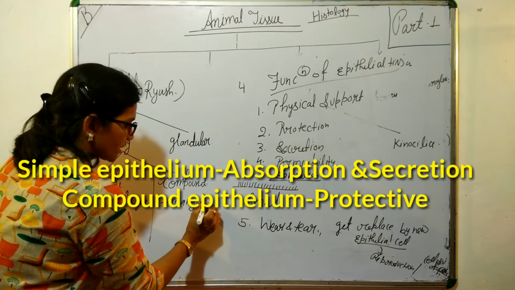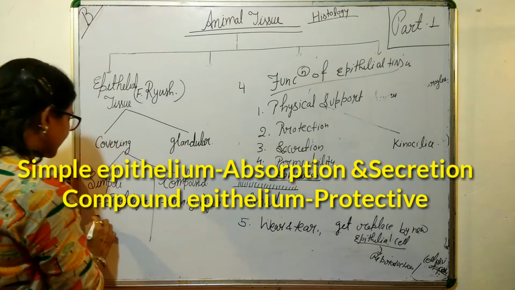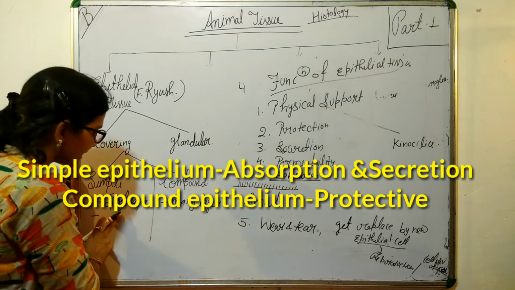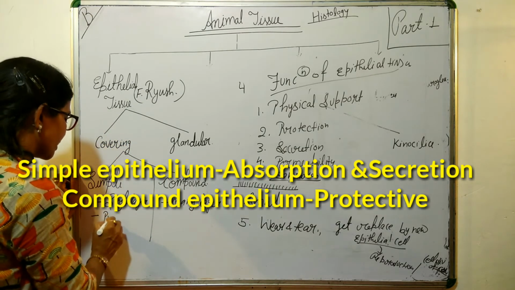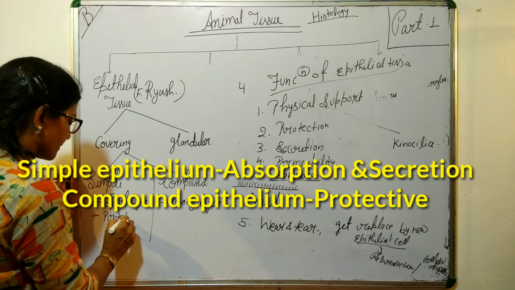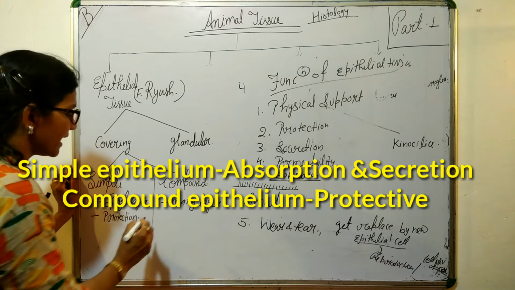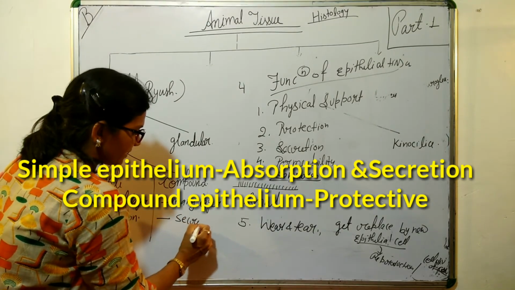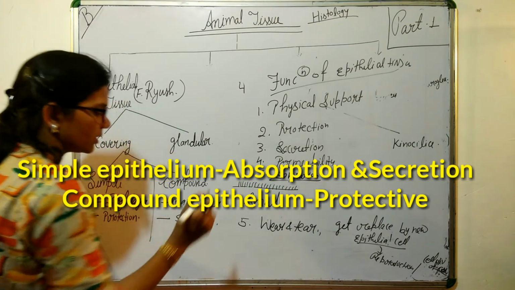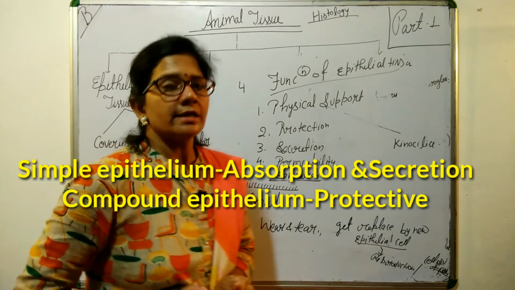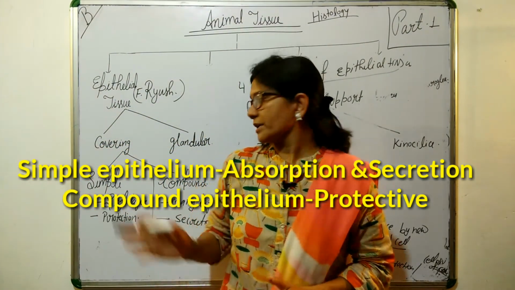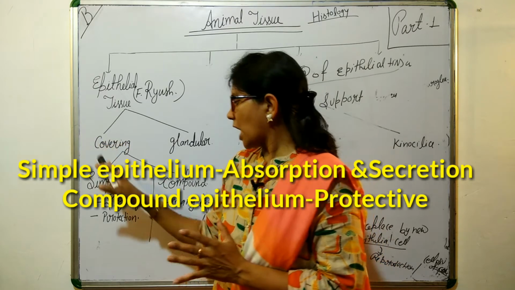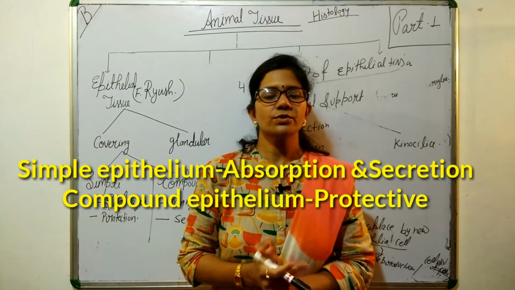First thing. Okay, then second thing, the compound is mainly meant for protection. Here, the simple is limited to secretion. It is mainly meant for secretion. So now the most important is how the simple epithelial tissues are classified.